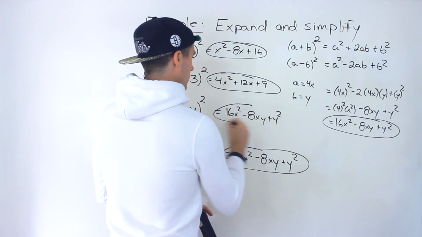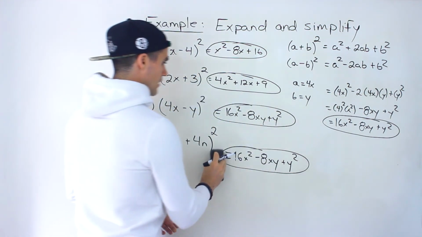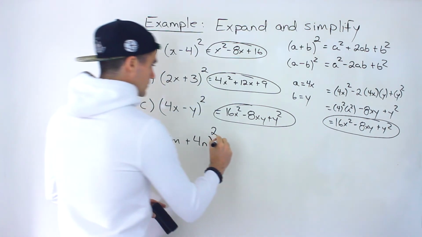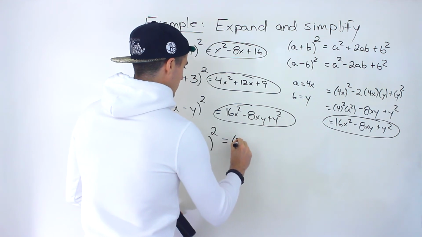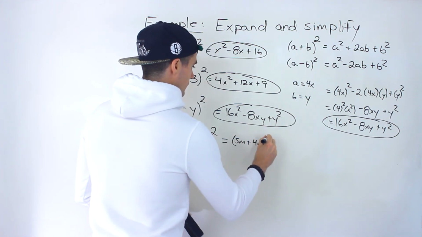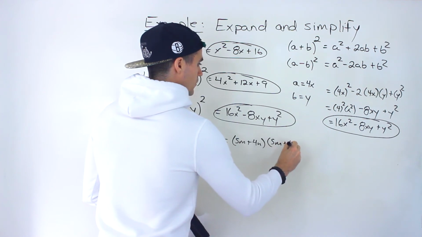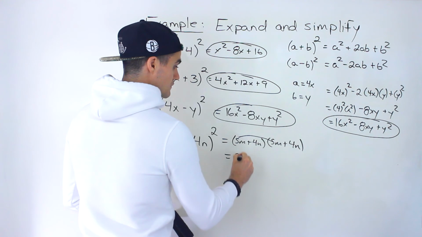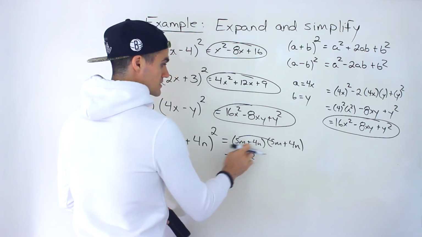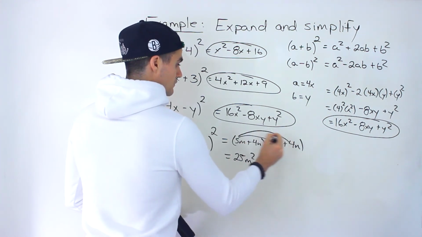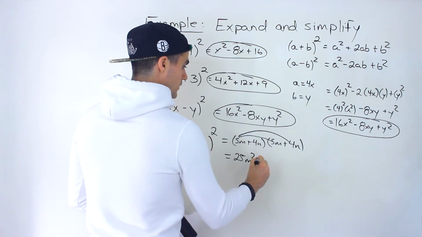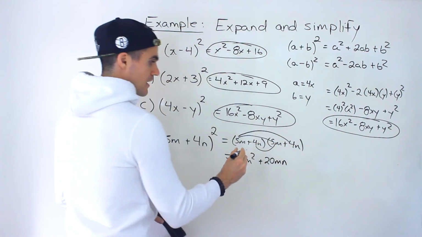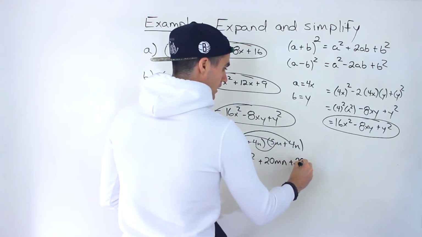And then finally, part D, we have 5m plus 4n. So doing it manually, rewrite it like this. 5m times 5m gives us 25m squared. Don't forget the m squared because it's m times m. 5m times 4n would give us 20mn. 4n times 5m would give us 20mn again.